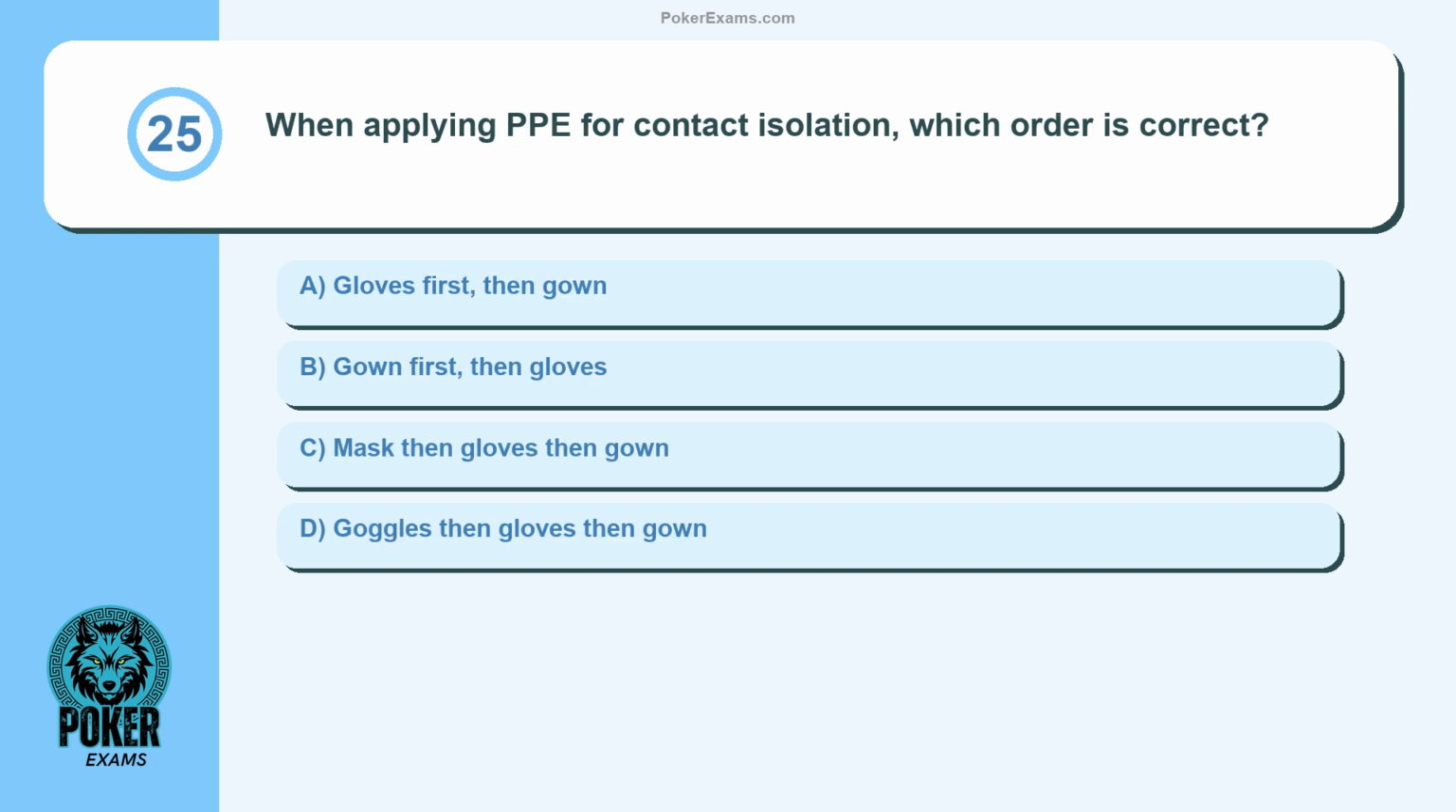Question 25. When applying PPE for contact isolation, which order is correct? Gloves first, then gown. Gown first, then gloves. Mask, then gloves, then gown. Goggles, then gloves, then gown.